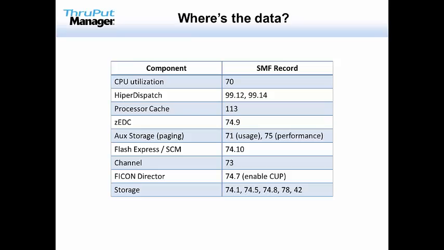Of course, good old-fashioned auxiliary storage paging. 71 will tell you how much stuff is in your paging packs. Hopefully they're empty. And 75 will tell you the performance of those.